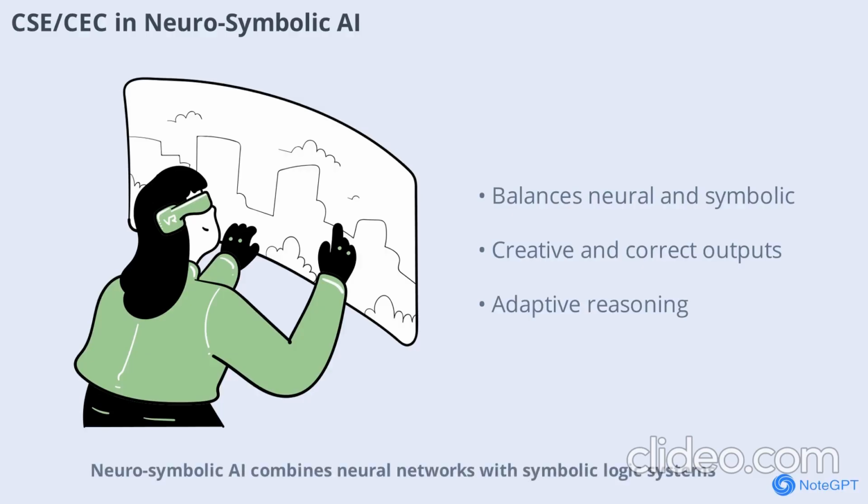Neurosymbolic AI combines neural networks with symbolic logic systems. CSE and CEC bring harmony between statistical learning and structured reasoning.